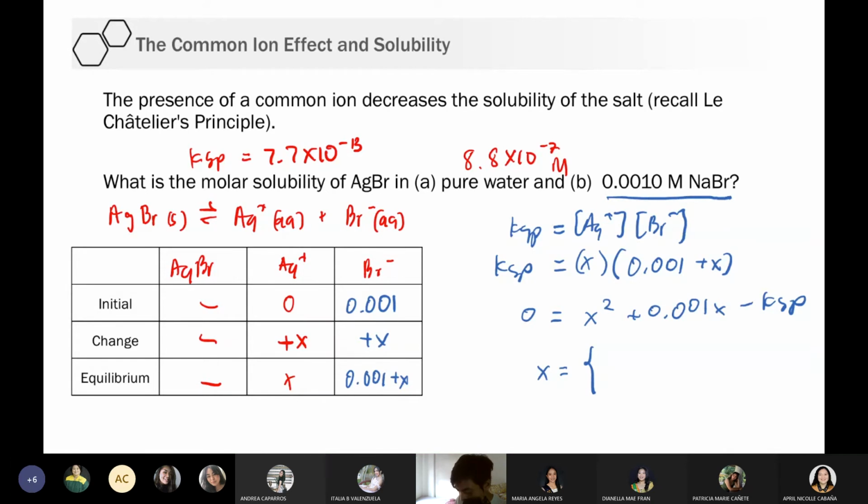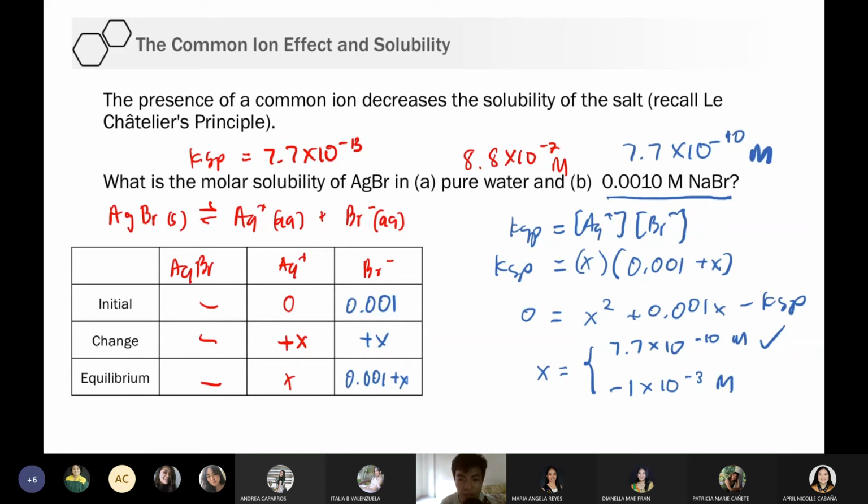Okay. So, solving for the value of x, we have 7.7 times 10 raised to negative 10 molar. Then the other value is negative 1 times 10 raised to negative 3 molar. Obviously, yung positive root yung kukunin ko. So the molar solubility in the presence of 0.001 molar NaBr will be 7.7 times 10 raised to negative 10.